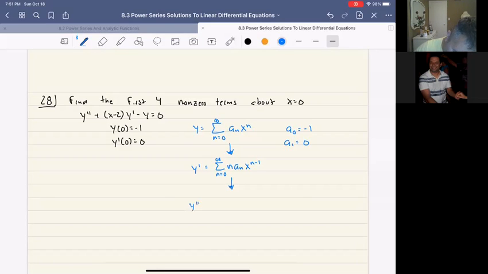Y double prime is, of course, the sum, n goes from 0 to infinity, n times n minus 1, a sub n, x to the n minus 2. Okay. Let me move this a little bit around.